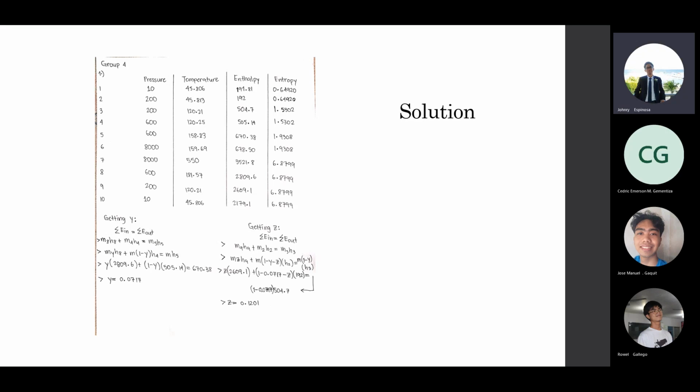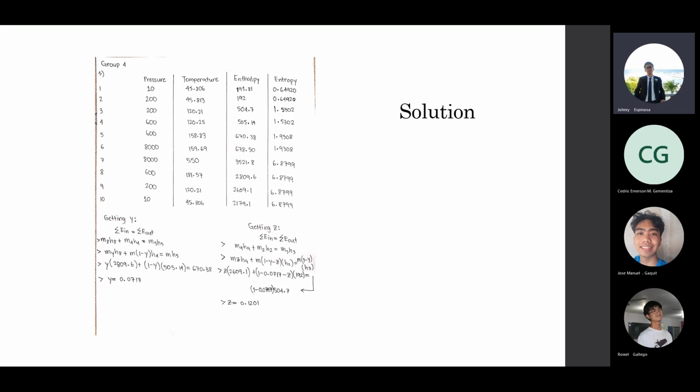State 4 and state 5 and state 6 also have the same entropy value. And also state 7 to state 10, these four states also have the same entropy. So with this, we can now get the enthalpy values of each state. We can see here in the table.